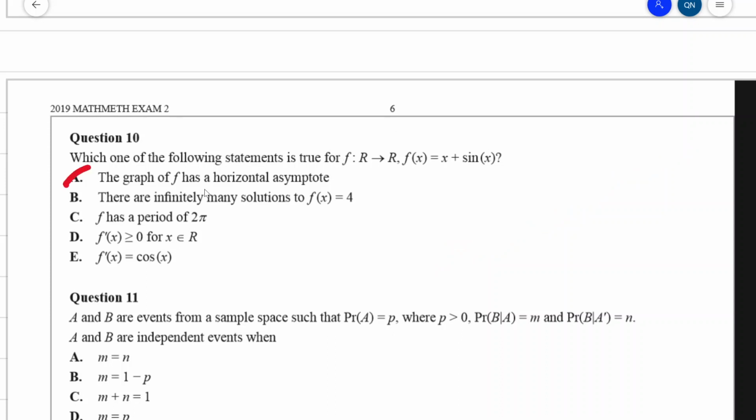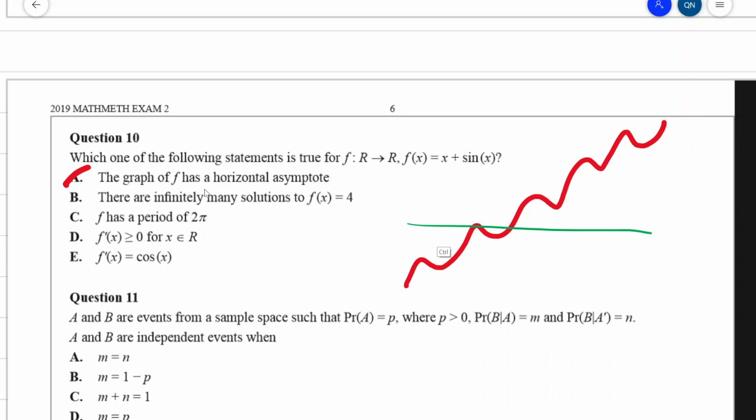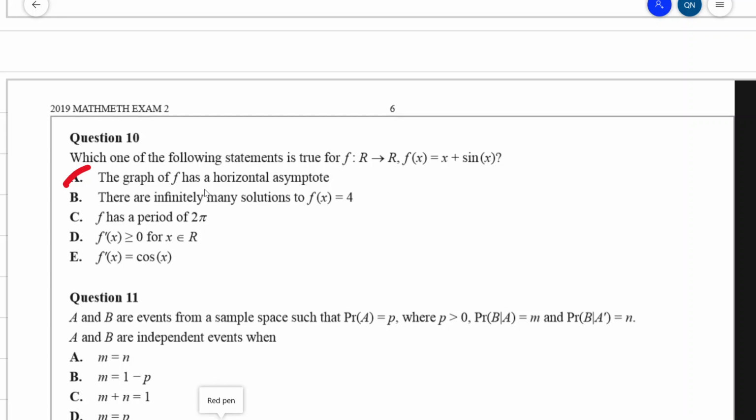There are infinitely many solutions to f(x) = 4, but your graph is wiggling up like this, so there's only going to be a finite number of solutions, because you're not going to be periodic. If you're adding x to your graph, you're not periodic anymore, so it's not B. F has a period of 2π, again it's not periodic because you're adding x to it, which is not periodic.